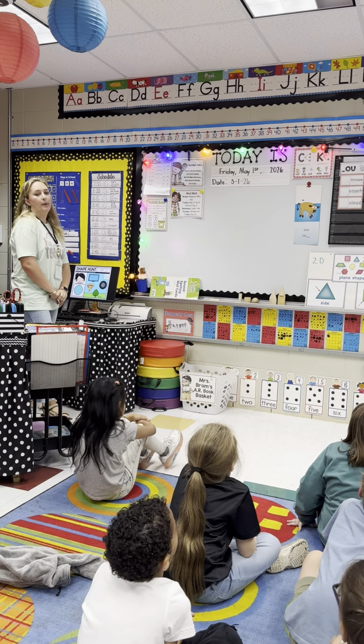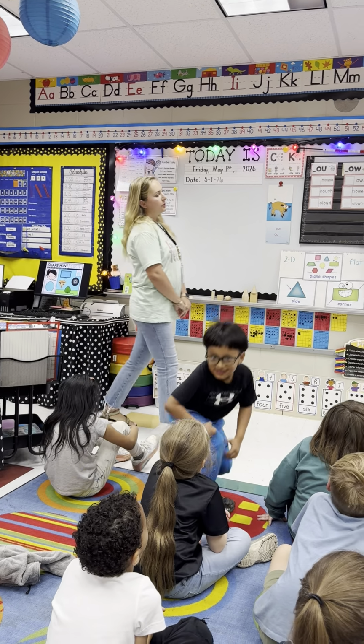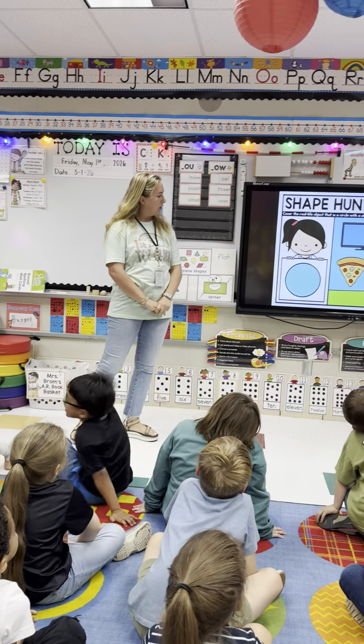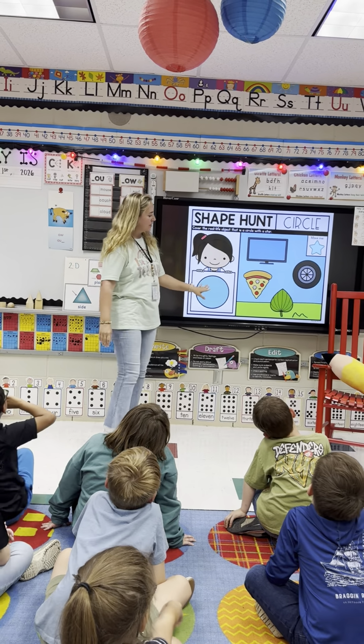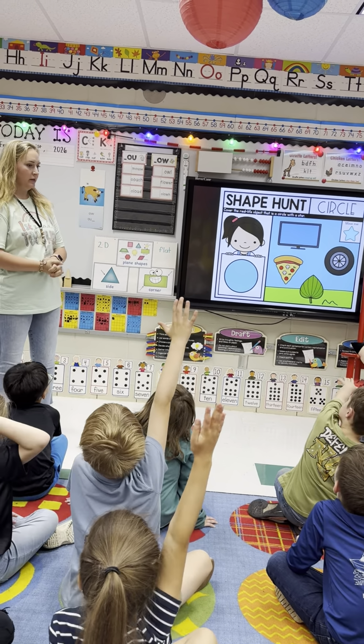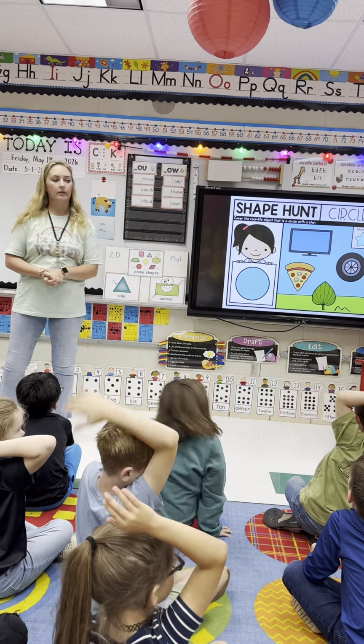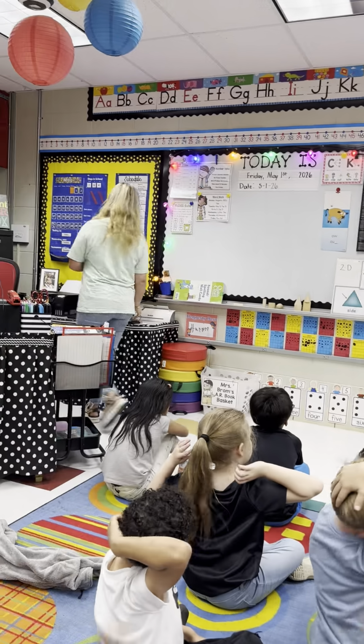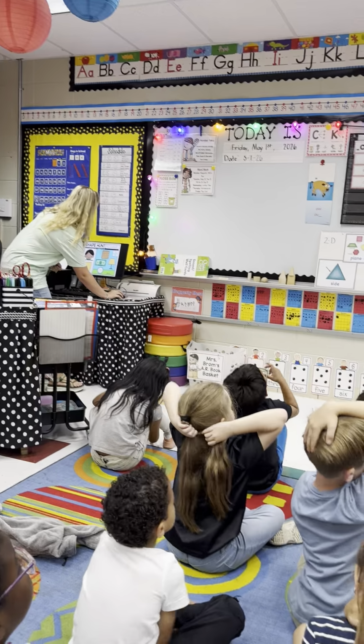This is a shape hunt. I want you guys to think about what real life object would be a circle. Raise your hand when you see it. Tell me what it is, Jack. The tire. It is the shape of a circle.